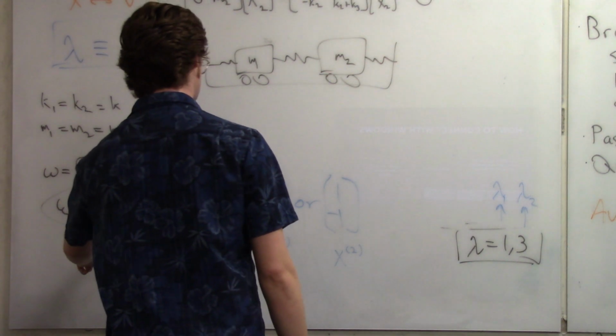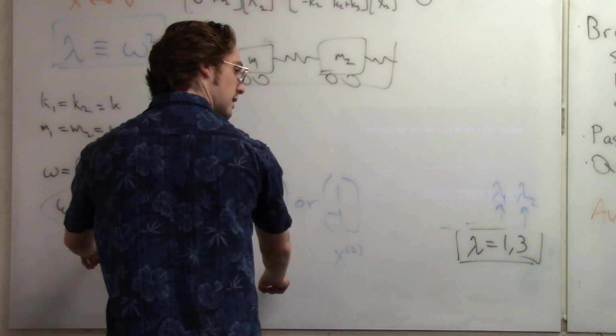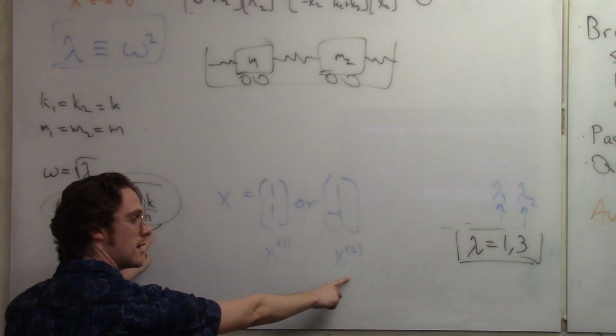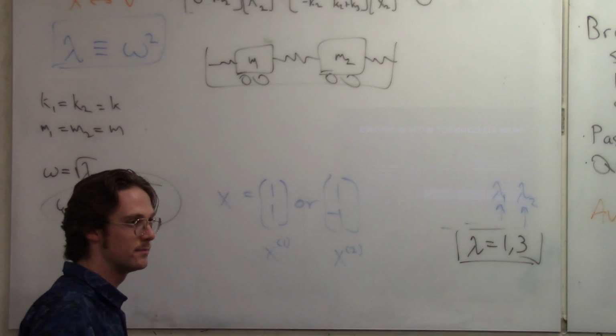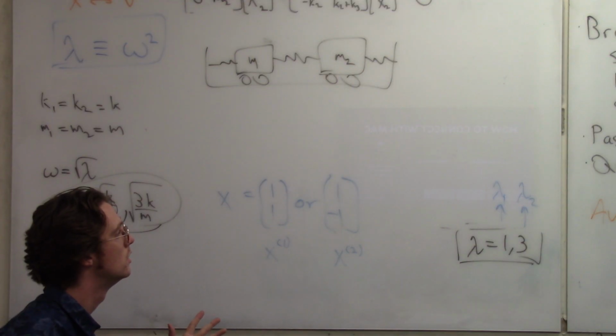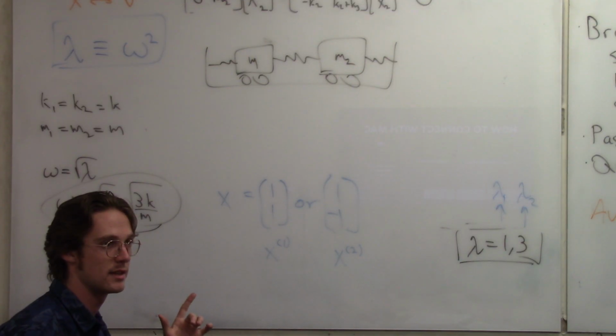Yes. This frequency goes with this eigenvector right here. And then this frequency goes with this eigenvector right here. That makes sense? Any questions before we move on to one more thing about the eigenvalue problem?